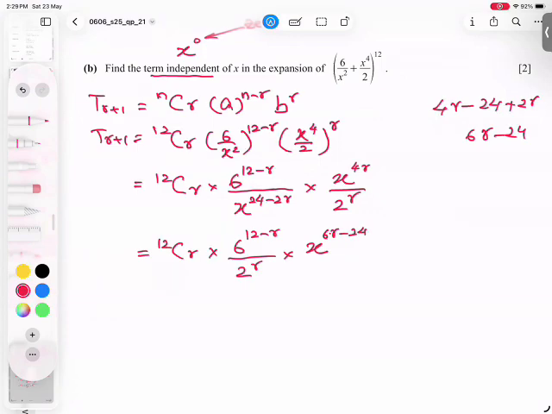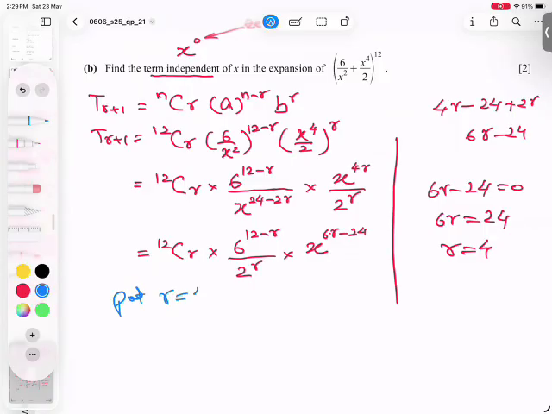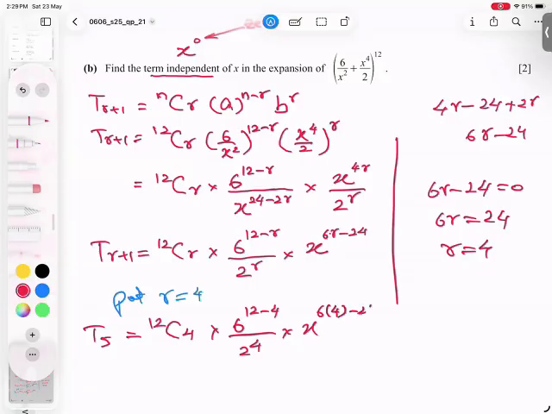Let me check once again. Yes, exactly correct. Now, what is the plan? According to the demand of the question, the power of x I'll copy is equal to 0. So I'm going to put it equal to 0. 6r equal to 24. r becomes 4. Now I'm plugging r value 4 into the whole equation. So when I put r value 4, it becomes the fifth term, and 12C4 into 6 to power 12 minus 4, 2 to power 4. Here same, 6 into 4 minus 24.